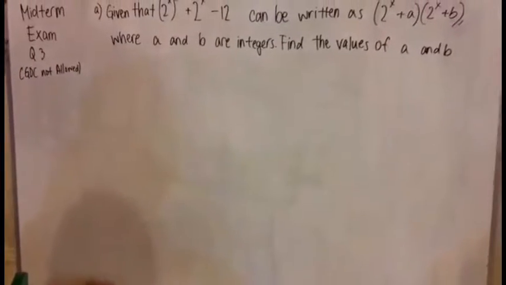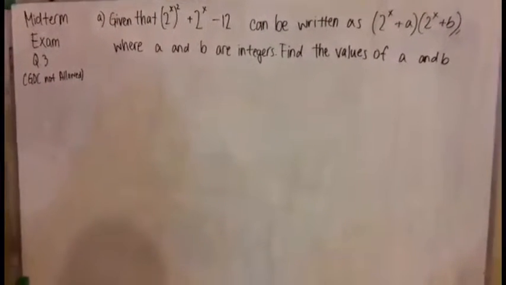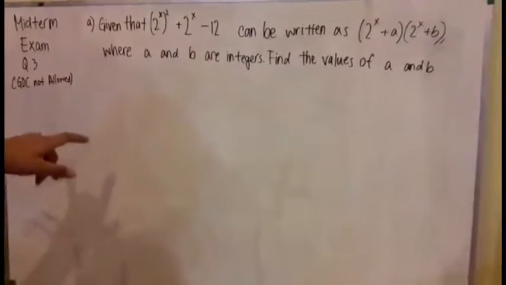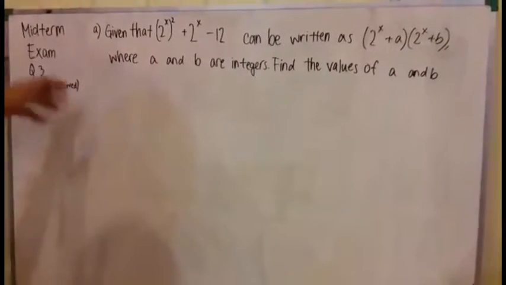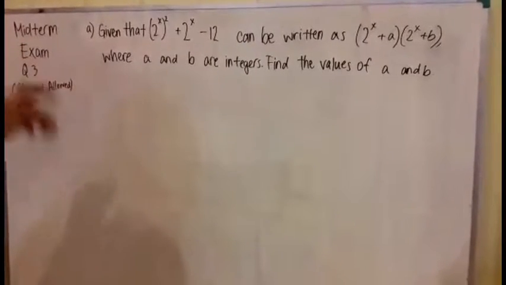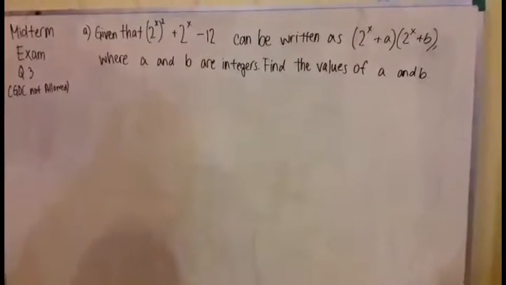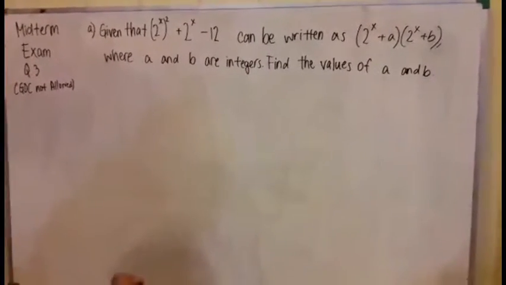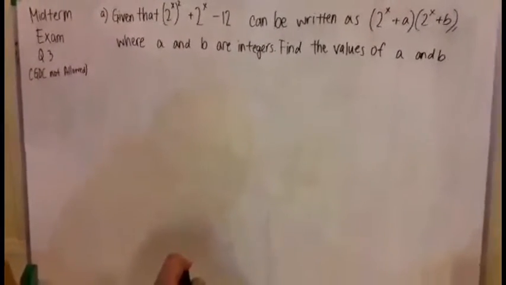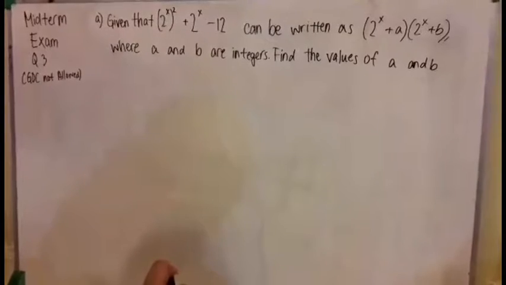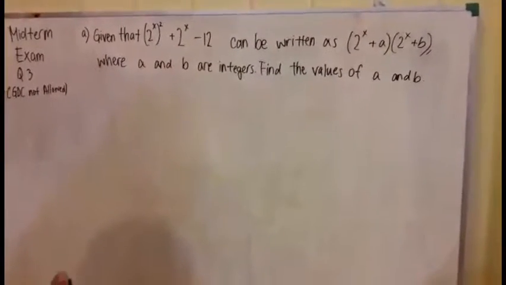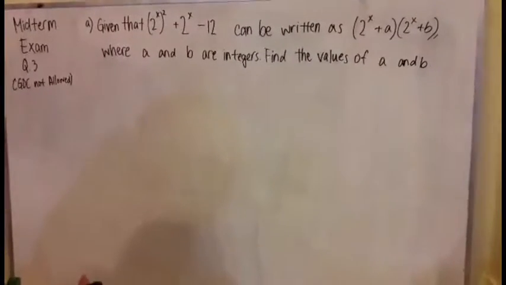Everyone, so we're going to be working on the third question from the midterm exam, and the question does not allow the GDC. So the question reads, given that (2^x)^2 plus 2^x minus 12 can be written as (2^x + a)(2^x + b), where a and b are integers. Find the values of a and b.